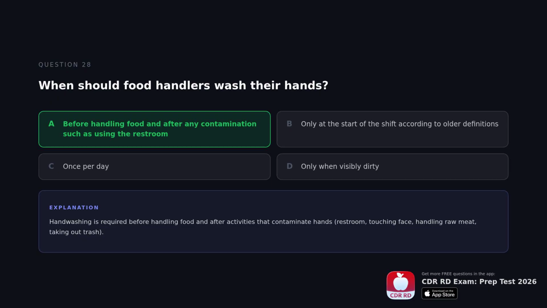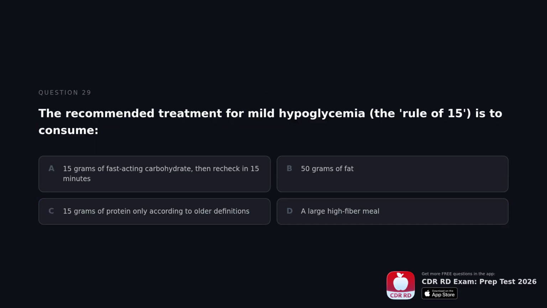The correct answer is before handling food and after any contamination such as using the restroom. Hand washing is required before handling food and after activities that contaminate hands: restroom, touching face, handling raw meat, taking out trash. What is the recommended treatment for mild hypoglycemia?